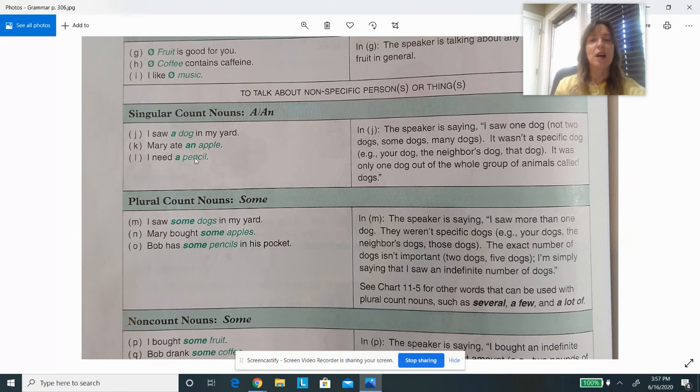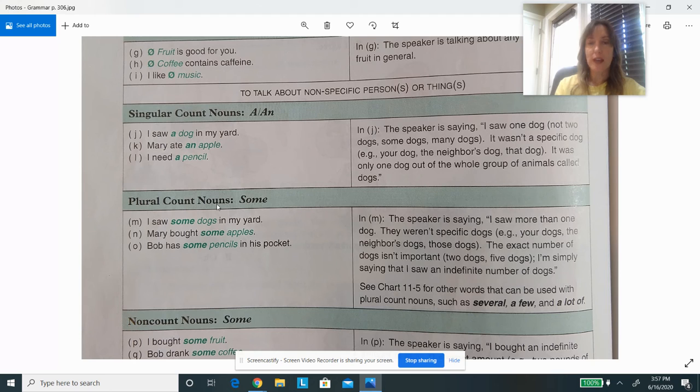These sentences are about things that the listener does not know specifically. Okay, so it's usually something like a first mention. So again, with singular count nouns, non-specific people or things, use a or an.